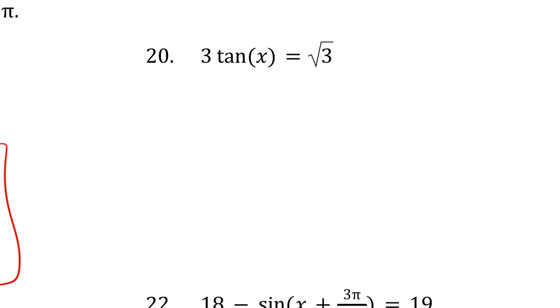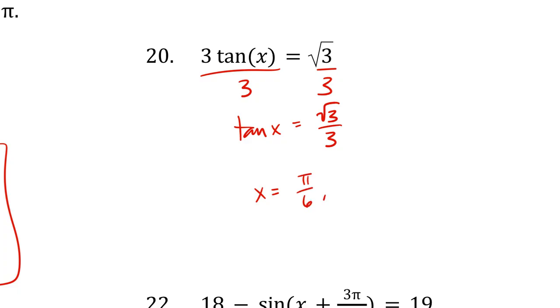Okay, next problem. 3 tangent, so I'm going to divide both sides by 3. I get tangent of x equals root 3 over 3. Where on the unit circle is the tangent root 3 over 3? Well, x is pi over 6, and x is 7 pi over 6.